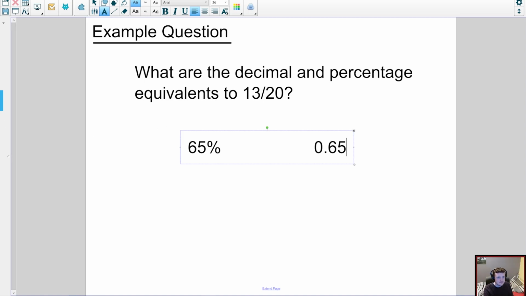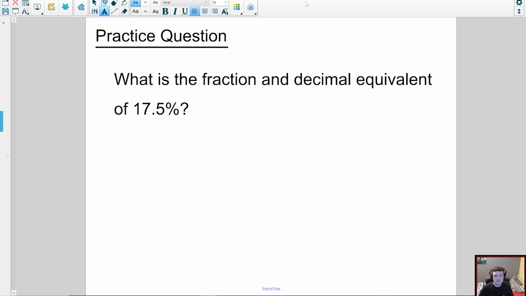That's perfectly fine. Here's an example practice question for you to try. It says, what is the fraction and decimal equivalent of 17.5%? So have a pause, have a go, refer back to the triangle if you need to. It's completely fine. Give it a go, and I'll see you in just a few seconds.